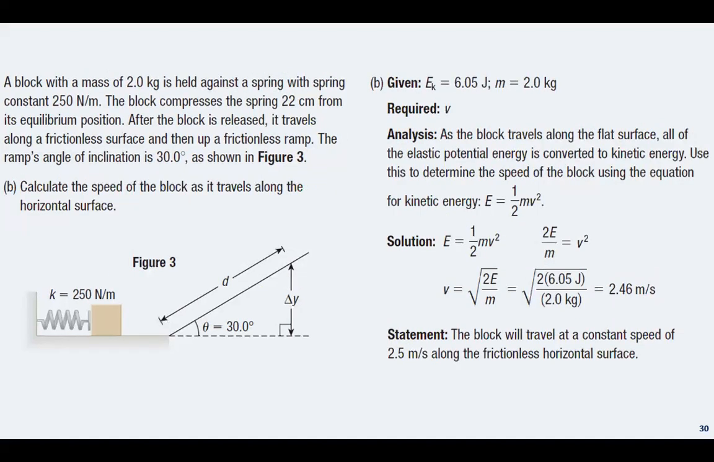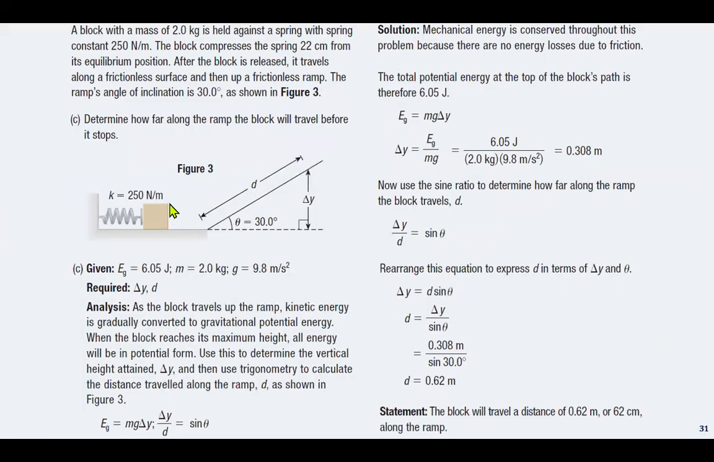For the second question, as the block travels along the flat surface, all of the elastic potential energy is converted to kinetic energy. We can use this to determine the speed of the block using the equation kinetic energy E equals 1/2 times m times v squared. So v is the square root of 2E over m, which is approximately 2.46 meters per second. So the block will travel at a constant speed of 2.5 meters per second along the frictionless horizontal surface. Okay, next question C.